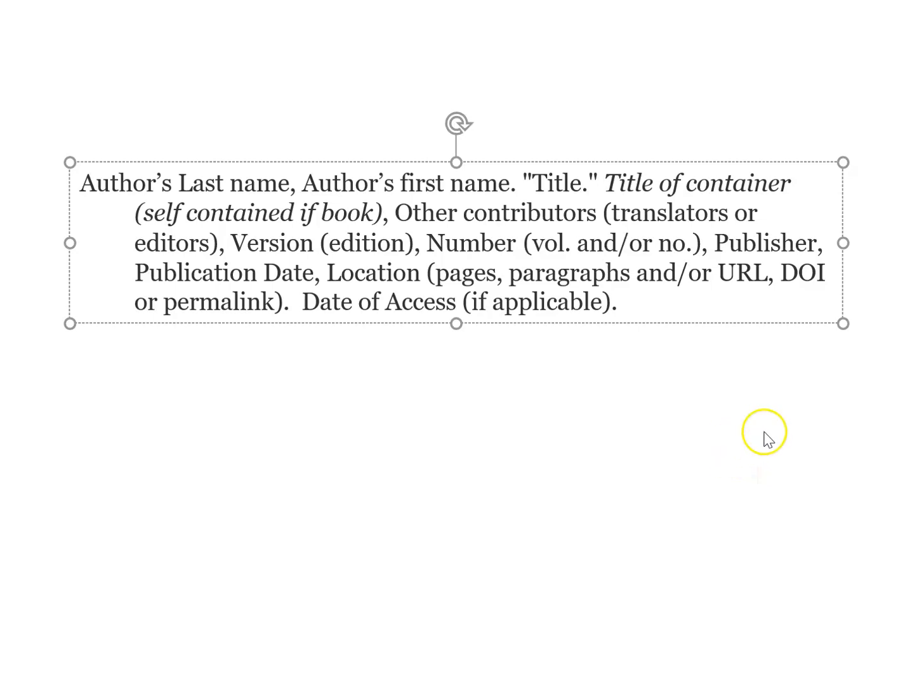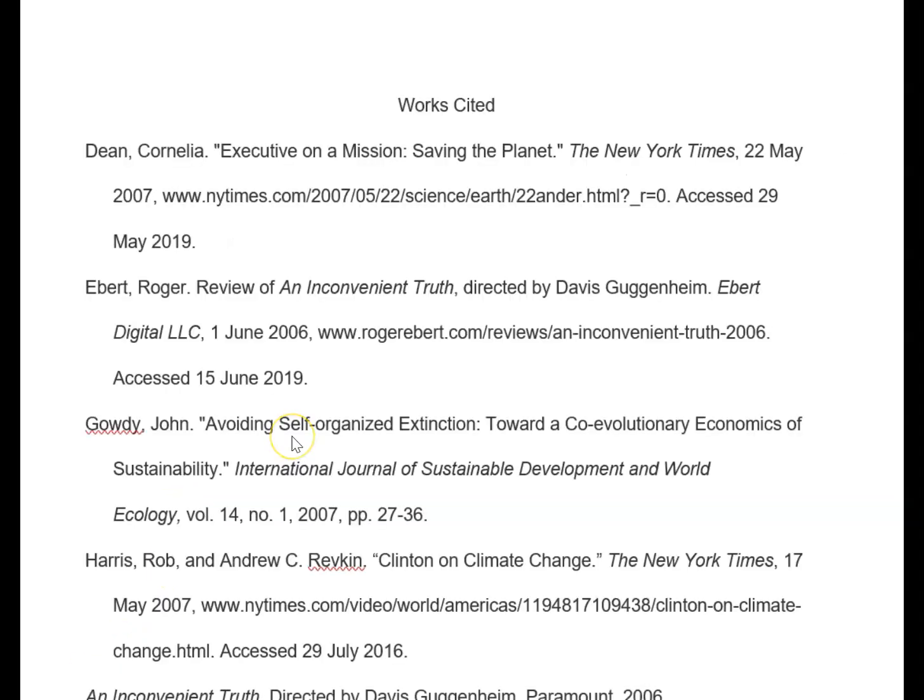So let's just take a quick look at an example of this in a Works Cited, and we'll note some differences. So here's a sample Works Cited page, and usually your Works Cited will come on its own page, so at the very end of your essay, the Works Cited should be on a new page. And then you're going to list them alphabetically, so all your sources.